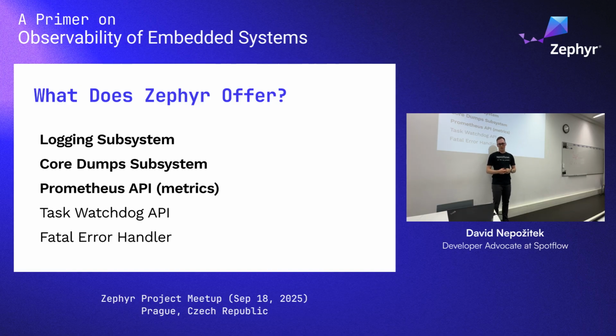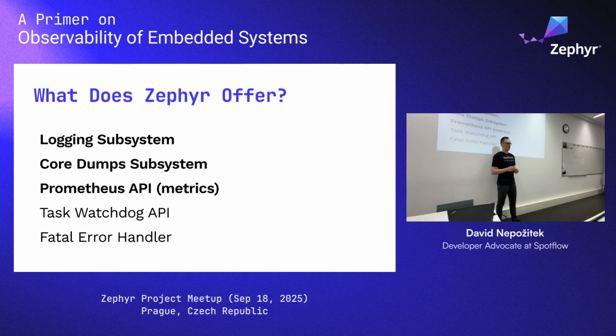And then there are some utilities that can help us handle failure states, like the Task Watchdog API, which is basically a software watchdog. You define a watchdog for each task that you want to monitor, and then you expect the task to send heartbeats back to the watchdog. And if you do not receive the heartbeats in some specified interval, your defined callback is called. So you can handle the failure gracefully.